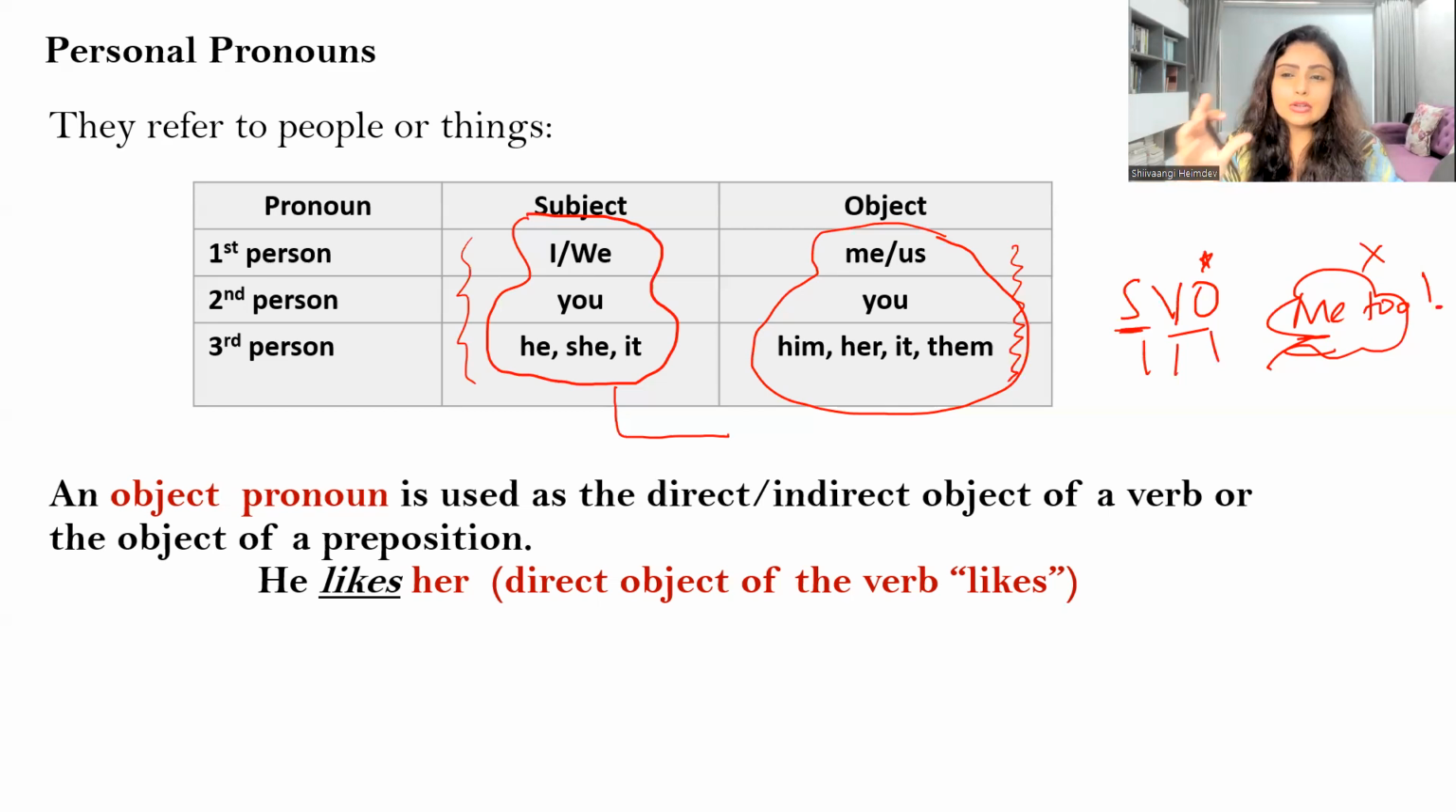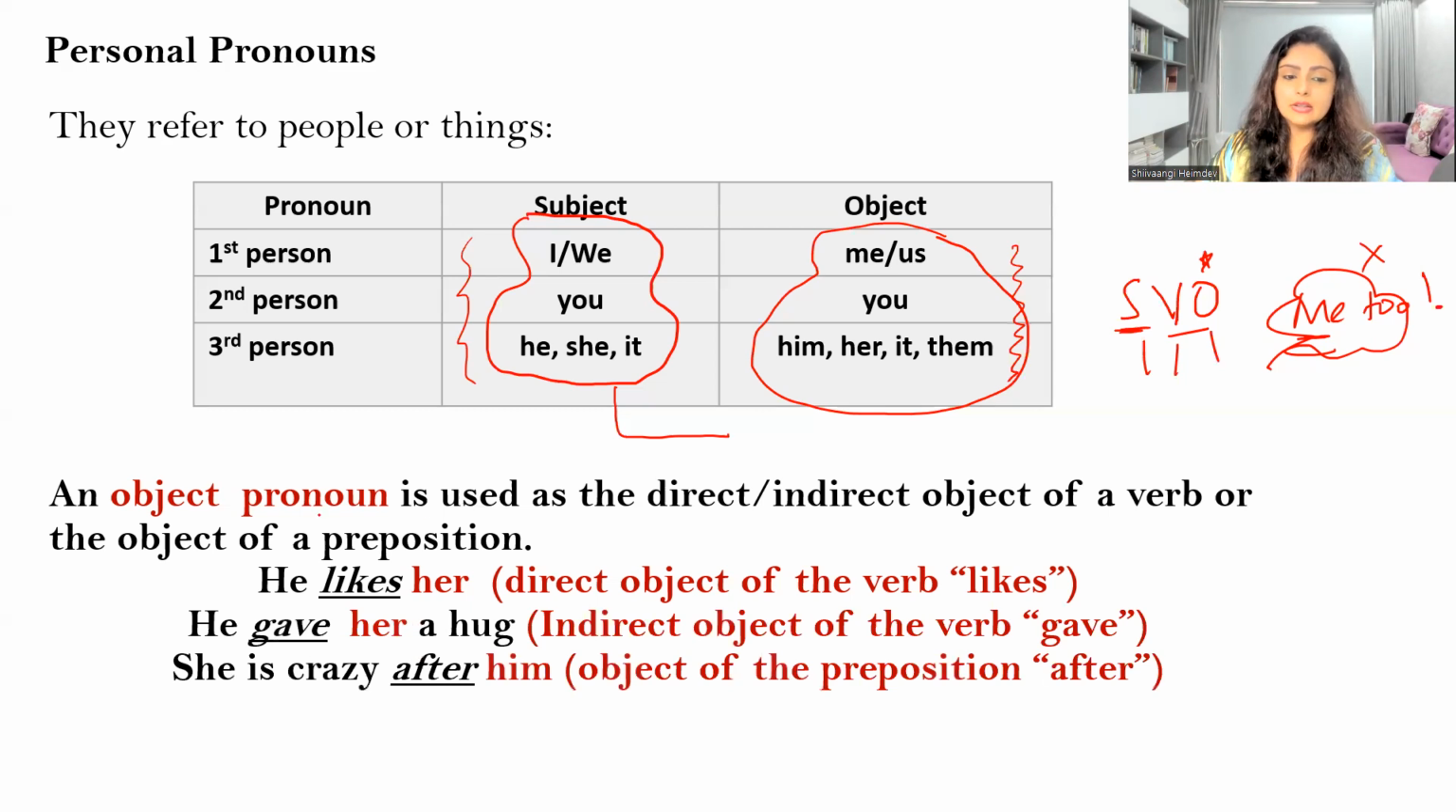Now, going ahead with the SVO structure, all the examples that you see here are nothing but SVO structure. He likes her: he is a subject pronoun, likes is the verb, and her is an object pronoun. Similarly, he gave her a hug. He is a subject pronoun, gave is the verb, and her is an object pronoun. A hug is also an object.